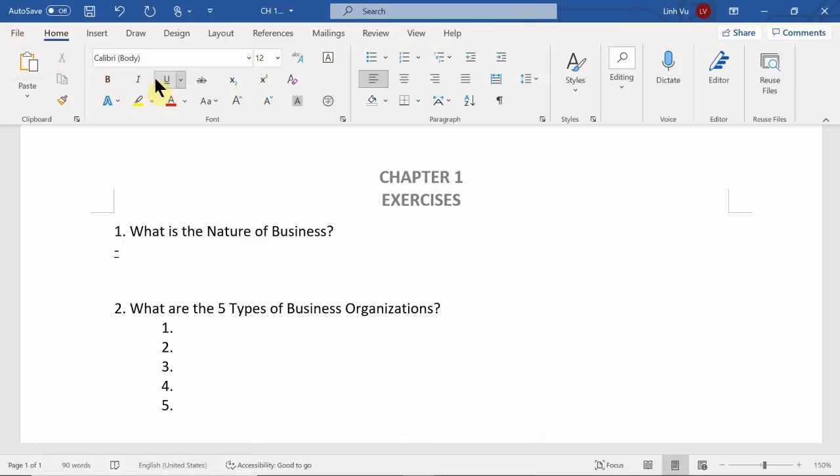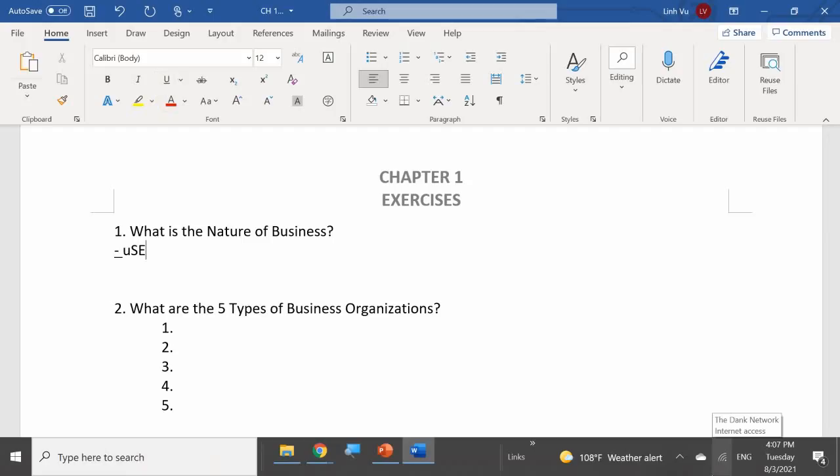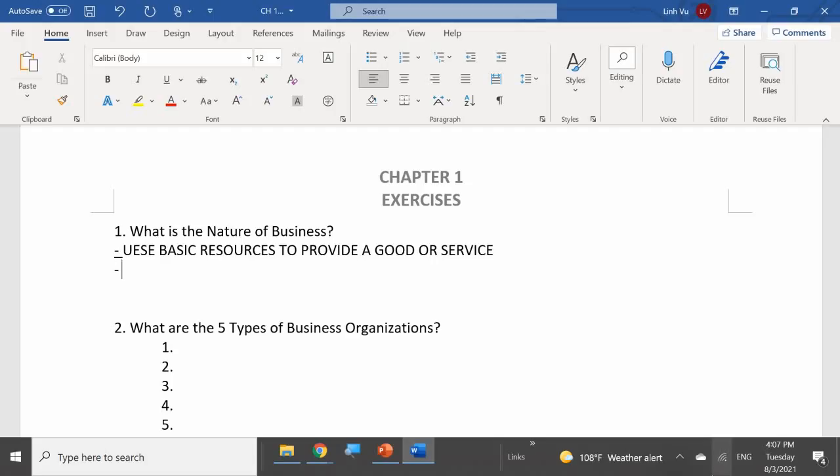Is it use basic resources? Yes. To provide goods and services. Good. What else is the nature of a business? What is the goal of all businesses? Make money. Yes. They want to make money. Okay, good.